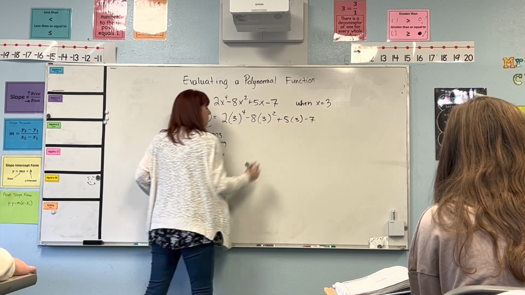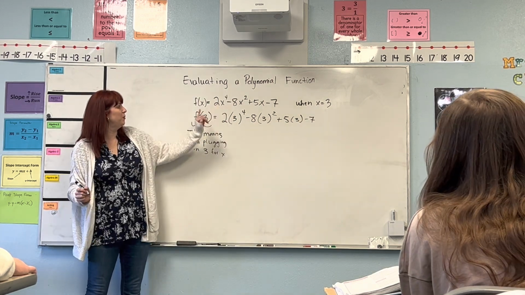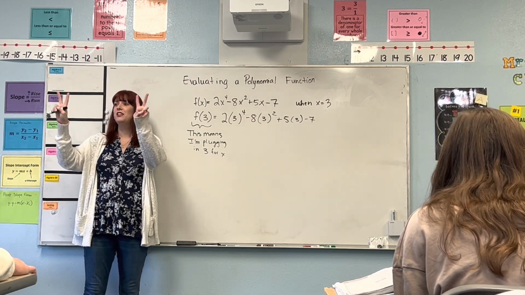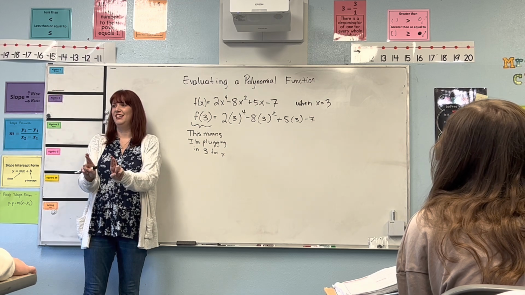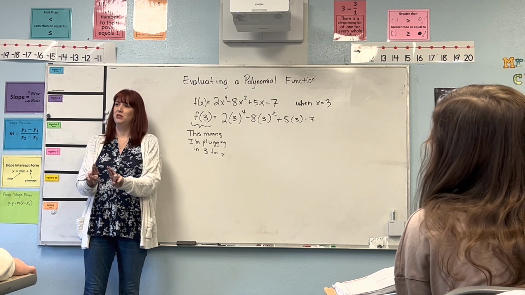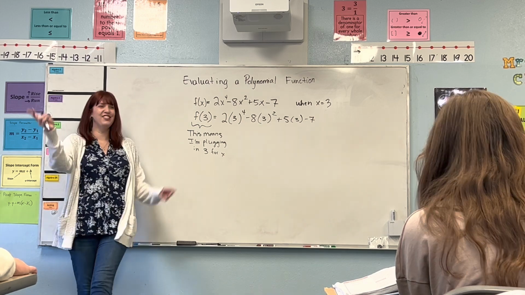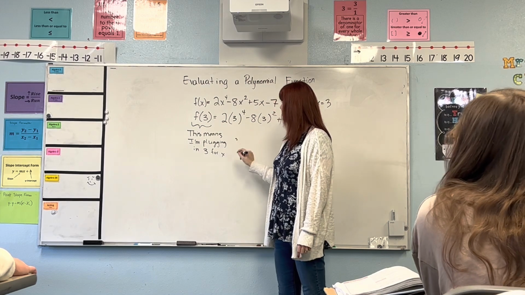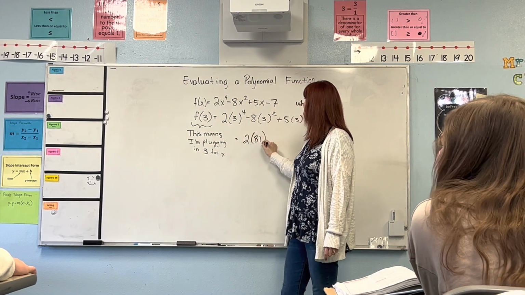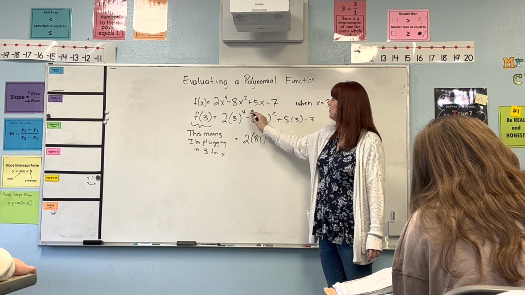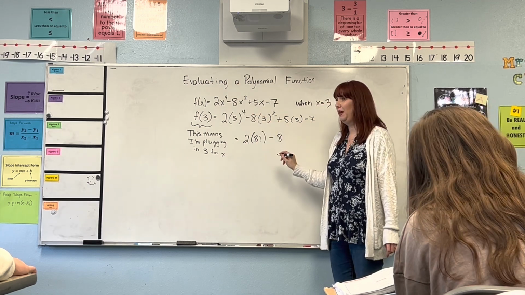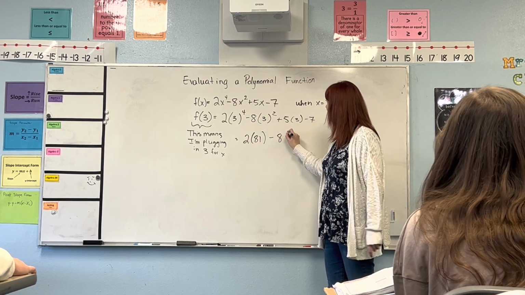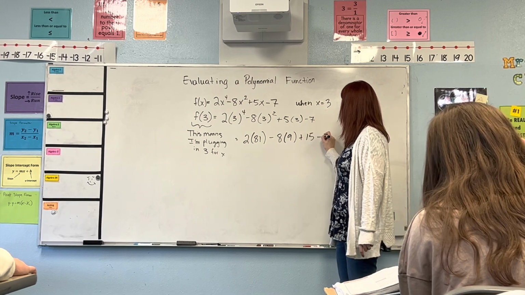I'm plugging what in for what? 3. Where all the x's are, you're putting a 3. So 3 times 3 times 3. 3 times 3 is 9, 9 times 3 is 27, 27 times 3 is 81. So this is what we're trying to figure out, f of 3: 2 times 81 minus 8 times 9 plus 15 minus 7. Always do exponents first.